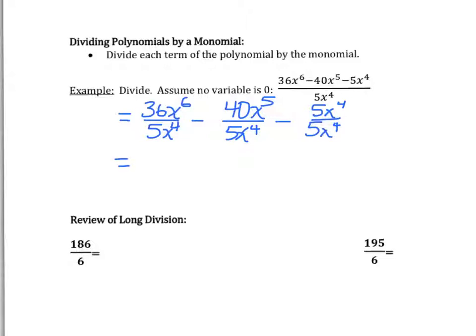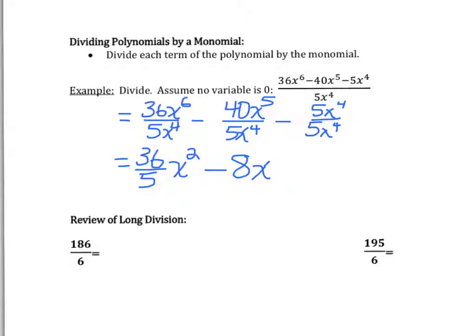And of course we can simplify. Notice here, 5 doesn't go evenly into 36, and they don't have any common factors. So I'm going to leave that as 36 over 5. And remember, with those exponents, when the bases are the same, you subtract those exponents. And so if I do 6 minus 4, I'm going to get 2. So I get 36 over 5 x squared. Minus 40 over 5 is 8. Again, I subtract my exponents. I get 5 minus 4, which is 1. Remember, we don't have to write that 1 on the exponent on that x.